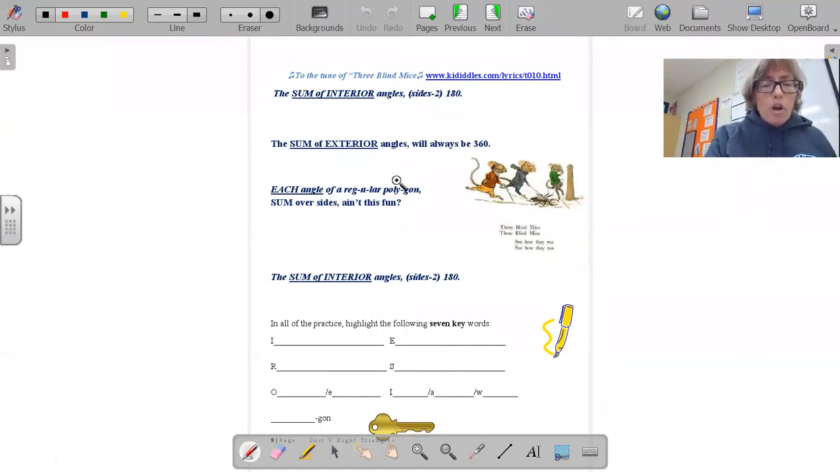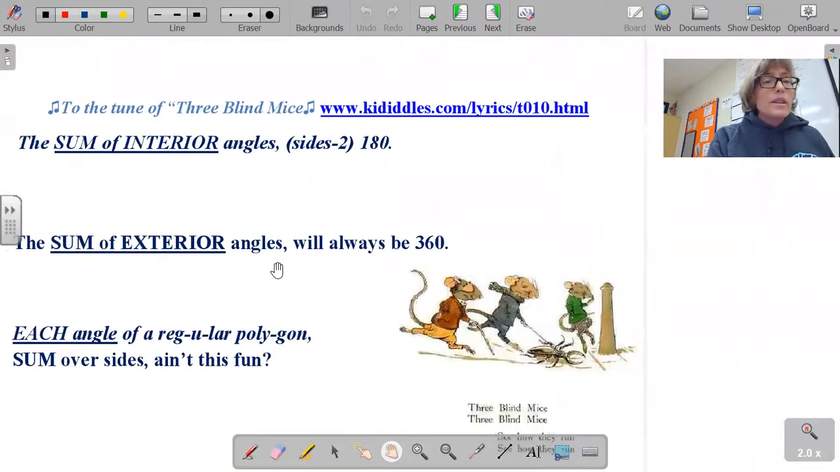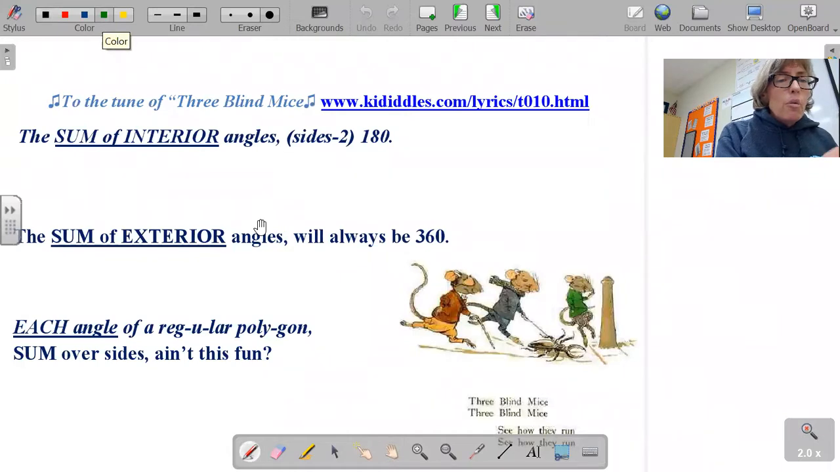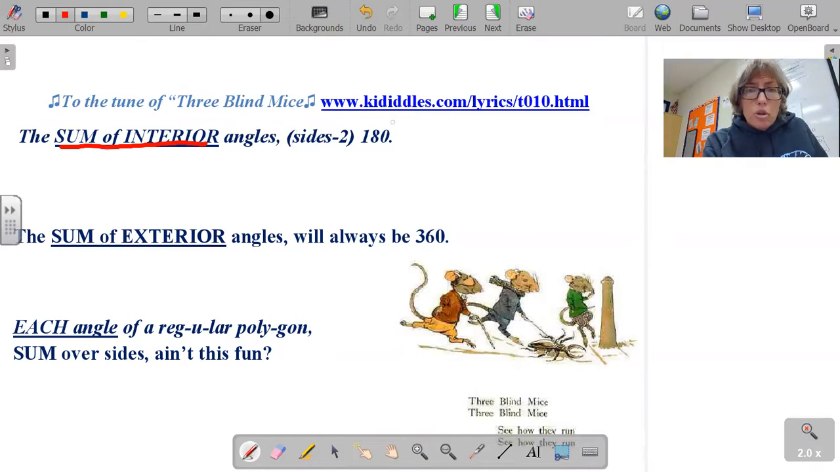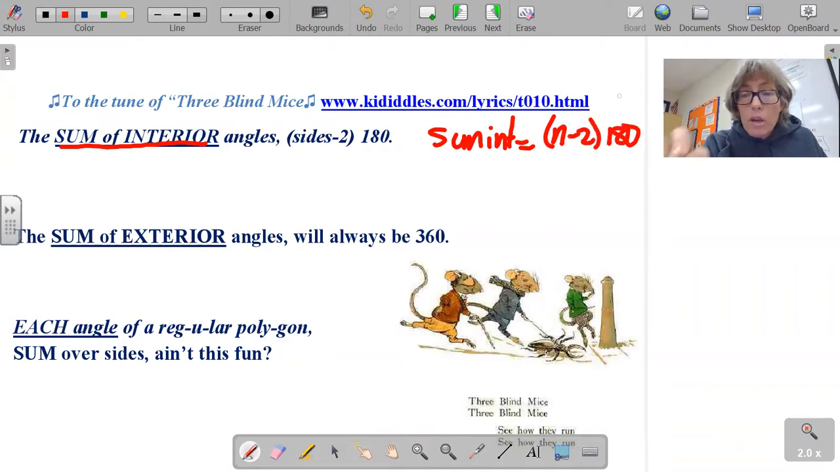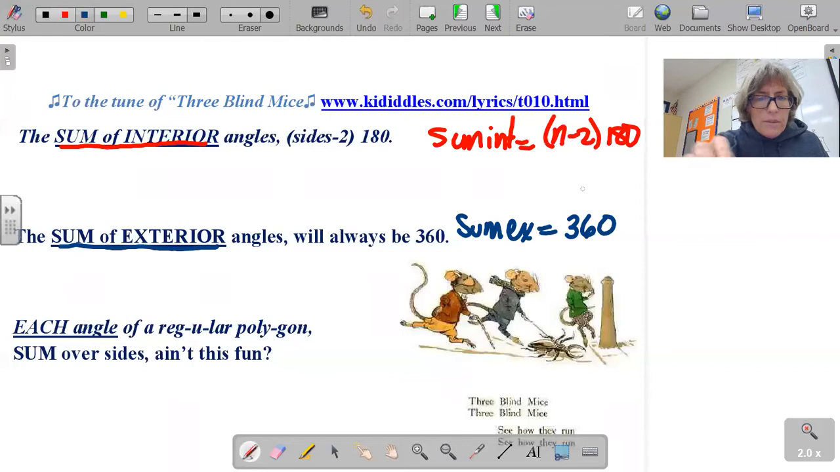Here are the four equations. We're just going to write the equations, and then we're going to sing. Ready? Here we go. Watch. The sum of the interior angles, sides minus 2, times 180. We're going to just write sum interior equals sides minus 2 times 180. We use the variable n for sides. The sum of the exterior angles will always be 360.